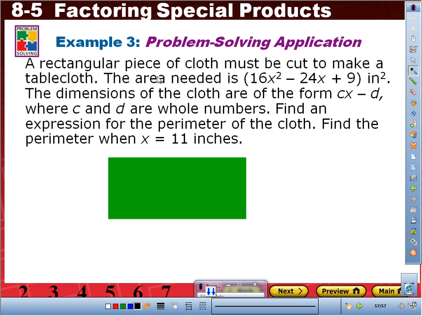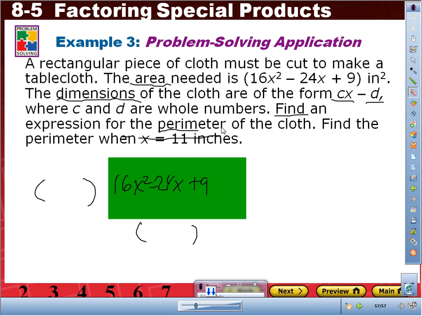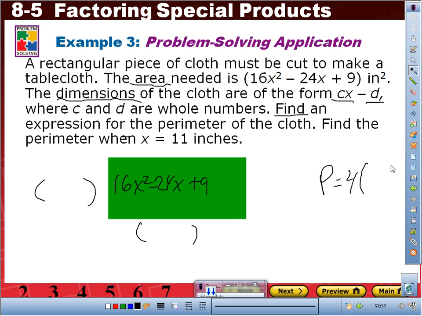And they say the area for that tablecloth is 16x squared minus 24x plus 9. And then afterwards it says, the dimensions, that means the measurements of this tablecloth need to be in a binomial. Look at this. Does everybody see that? A binomial. Here's a binomial. It needs to look something like this. And then at the end it says, find the perimeter. How do we find the perimeter of any figure? Add all sides. So therefore, to find the perimeter, we need to multiply times 4, whatever the dimension is.